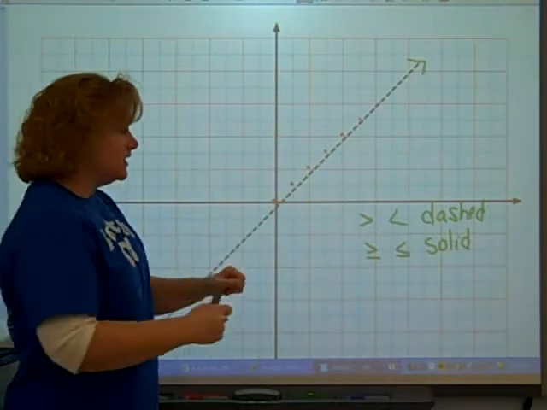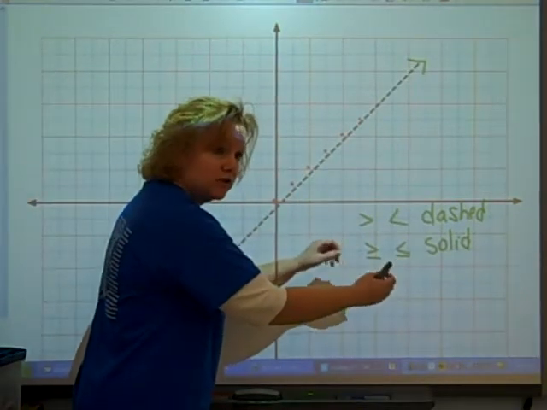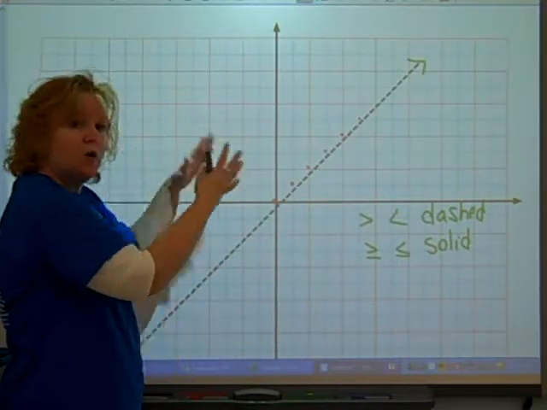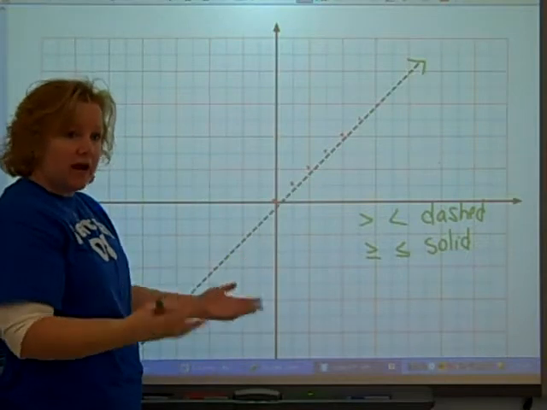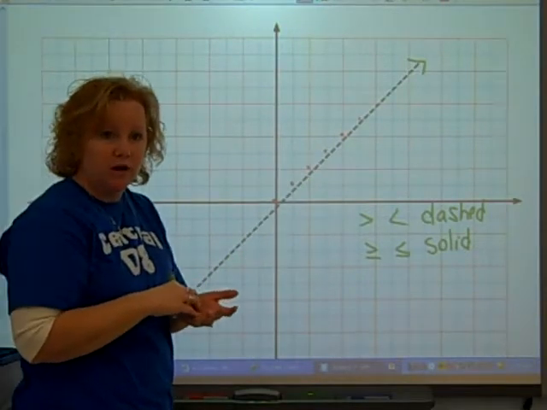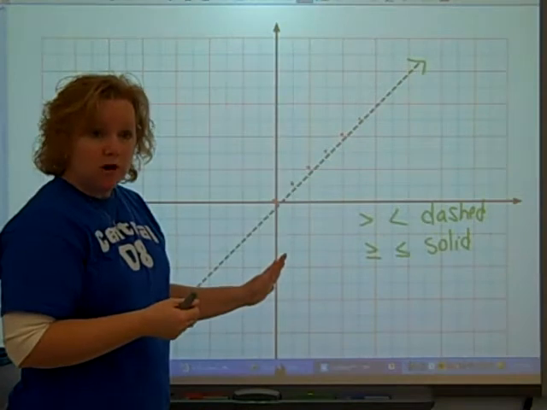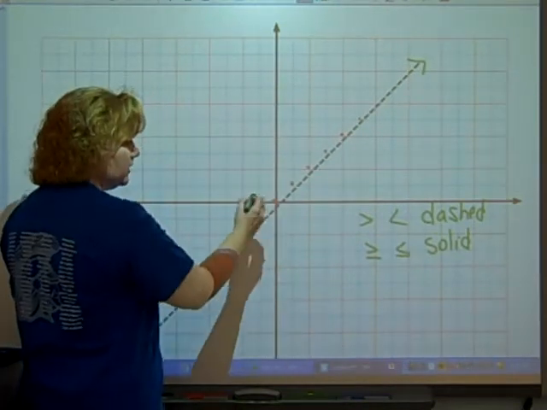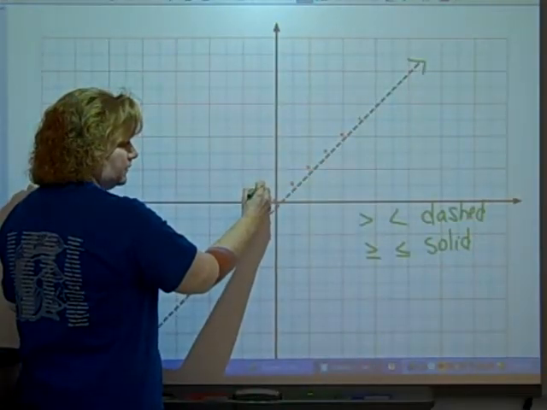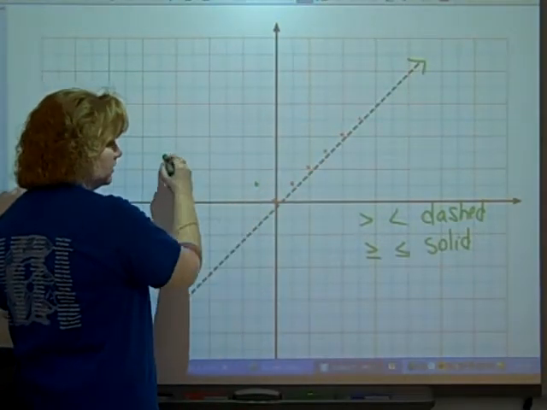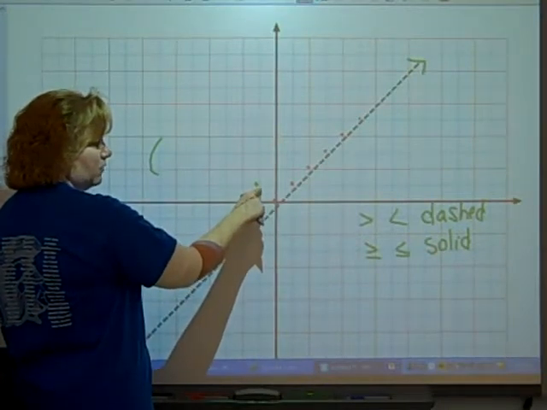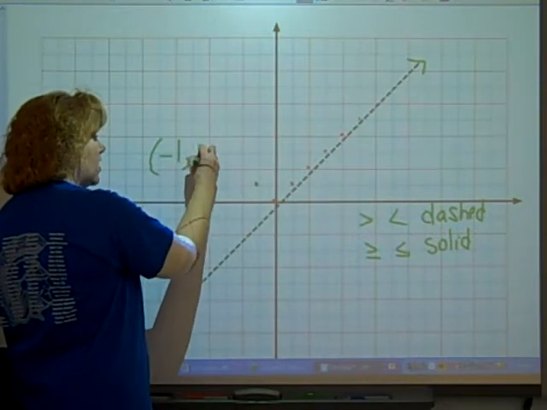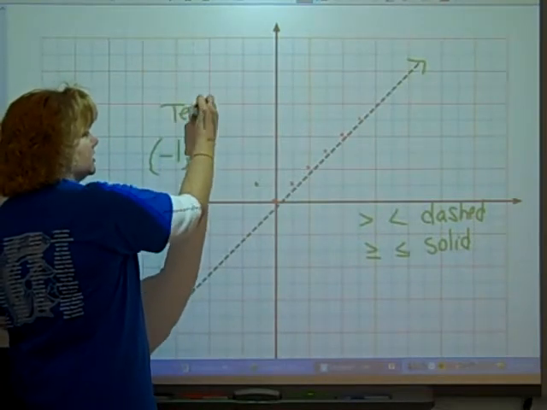What that tells us is that one side is going to be all of our answers and one side is going to be none of our answers. So we've got to figure out which side we shade to show our answers. So we have to pick a test point. It doesn't matter what point you pick, it just cannot be on the line. Okay, so let's say that we pick this point right here. What is that point? If I pick this point right here, what is that, anybody? -1, 1. Okay, so -1, 1. This is going to be our test point.